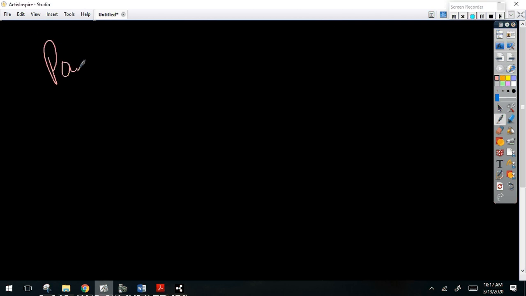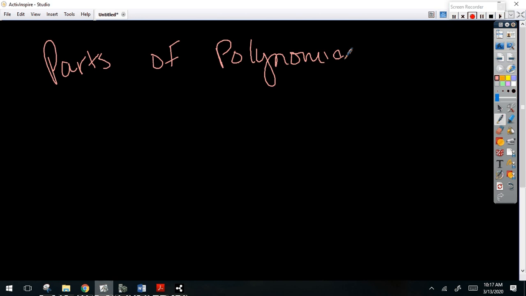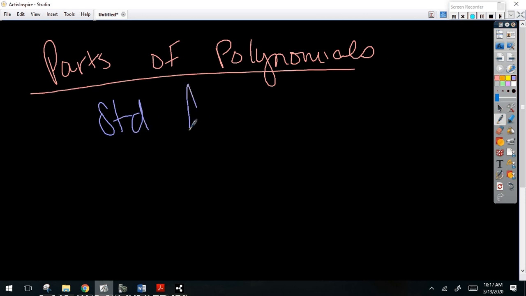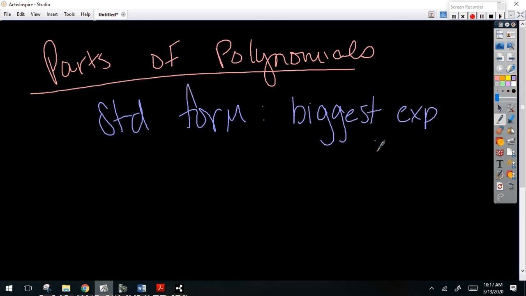All right, let's talk about some parts of polynomials. First thing is we want to stay in standard form. Standard form of a polynomial puts it in order of its exponents, from the biggest exponent, and y'all are used to doing this, to the smallest.